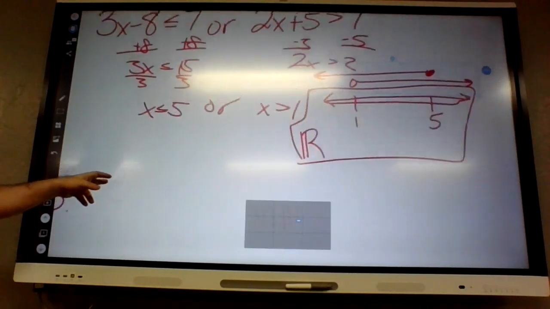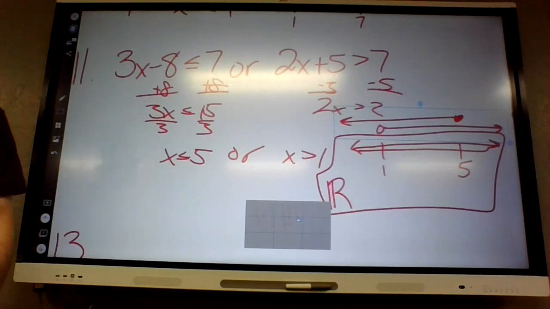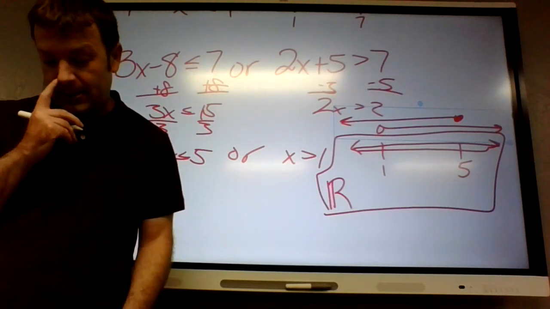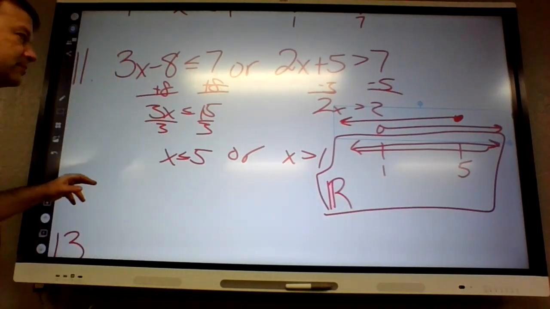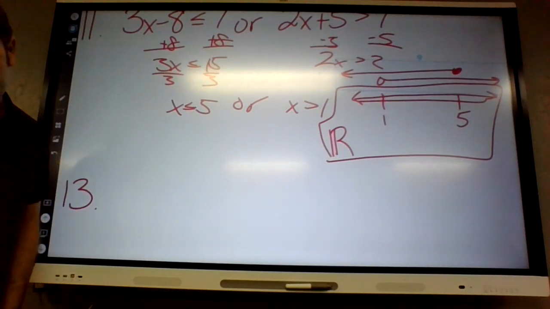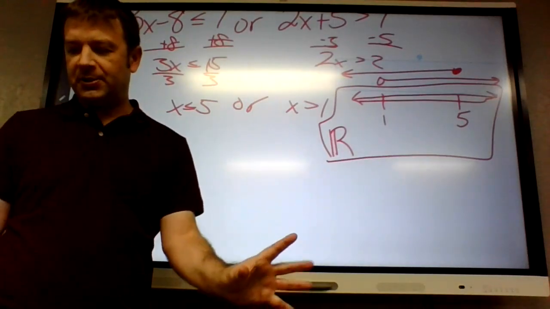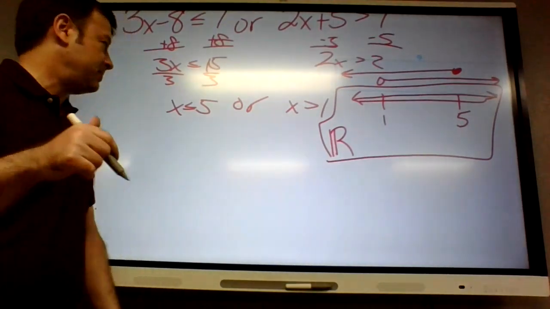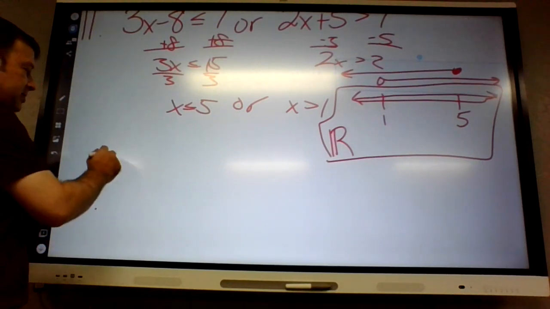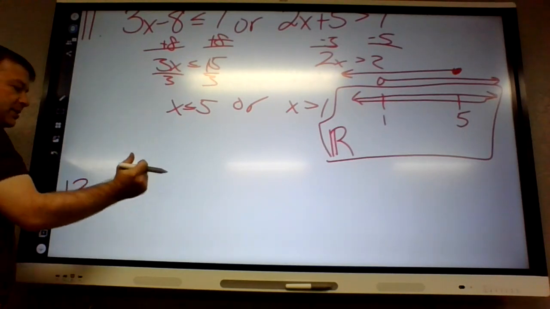Well, this is number 11. I solved them both separately, but you might have to just do it on your own there. So on 13, they're just two separate things again, so you solve them both separately. What did that symbol mean? Well, that means and, because it looks kind of like an A, right?